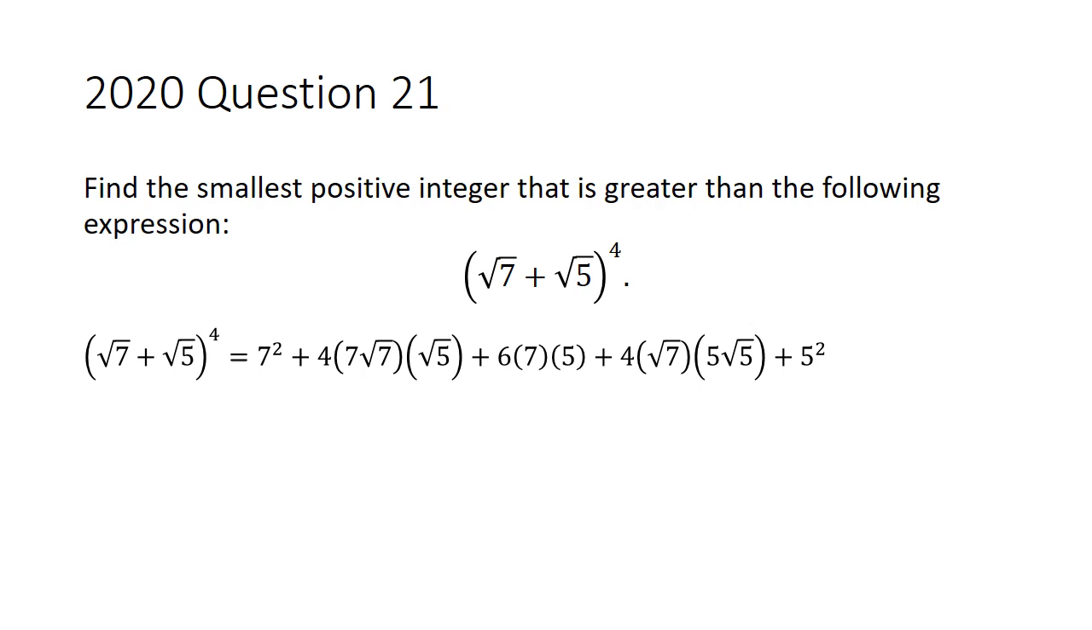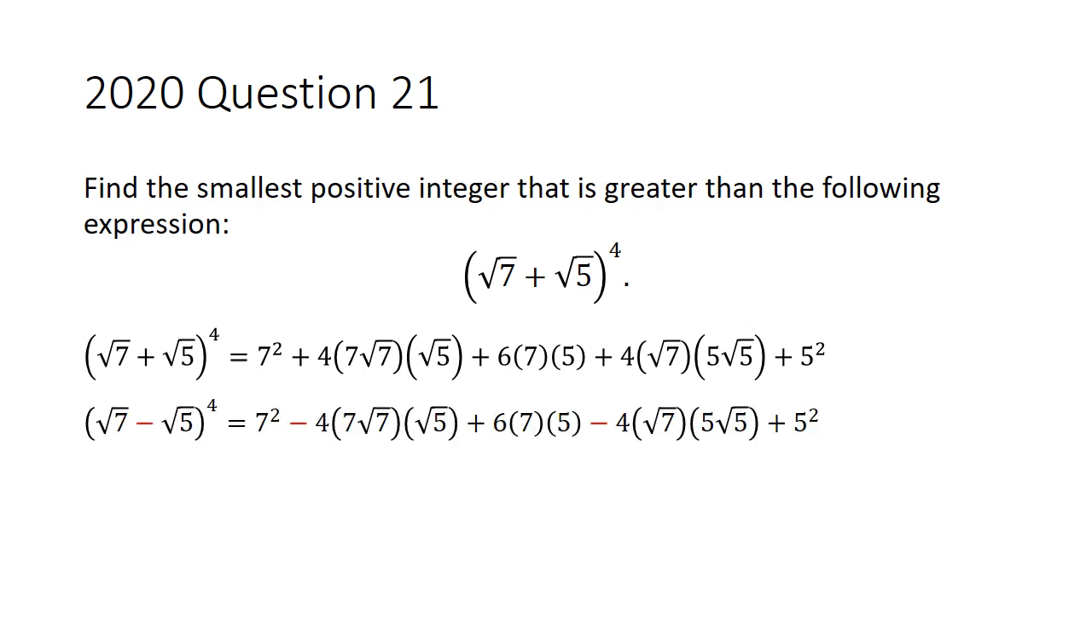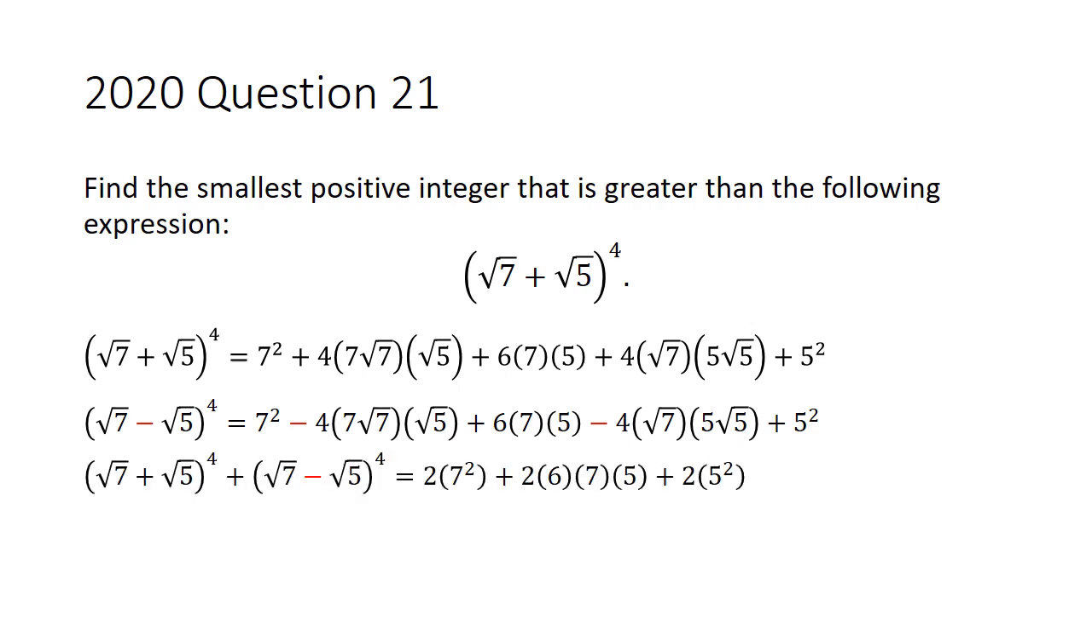Fortunately, what we can do is consider root 7 minus root 5 to the power of 4. Now we'll get almost the same expansion, except that the second and fourth terms are now negative. So if we add these two equations together, on our left-hand side we will get root 7 plus root 5 to the power of 4, plus root 7 minus root 5 to the power of 4. And on the right side, these are all numbers that we can evaluate manually. Now, note that root 7 minus root 5 is a number between 0 and 1. So if we raise that to the power of 4, it will still be a number between 0 and 1.